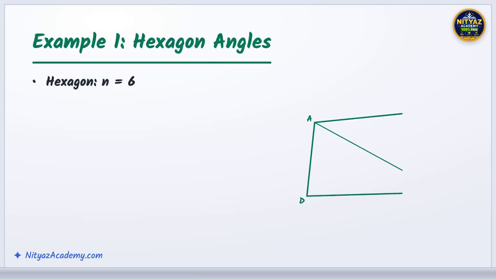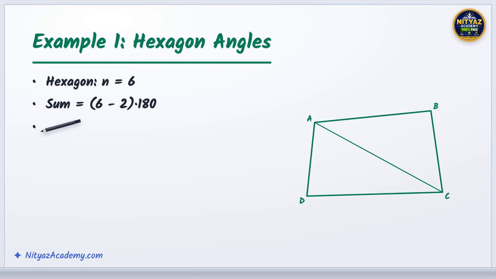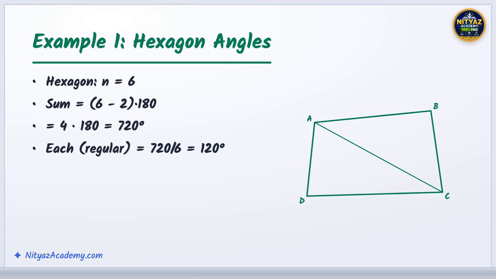Let's find the angle sum of a hexagon, which has 6 sides. Plug into the formula. 6 minus 2 is 4, times 180 gives 720 degrees. If the hexagon is regular, all angles are equal, so divide 720 by 6. Each interior angle measures 120 degrees. The formula works for any polygon.